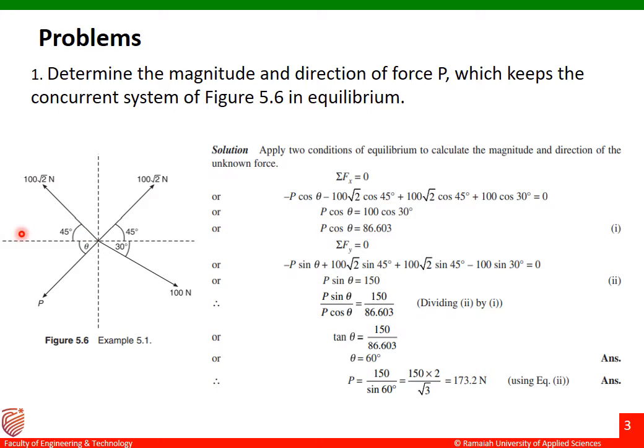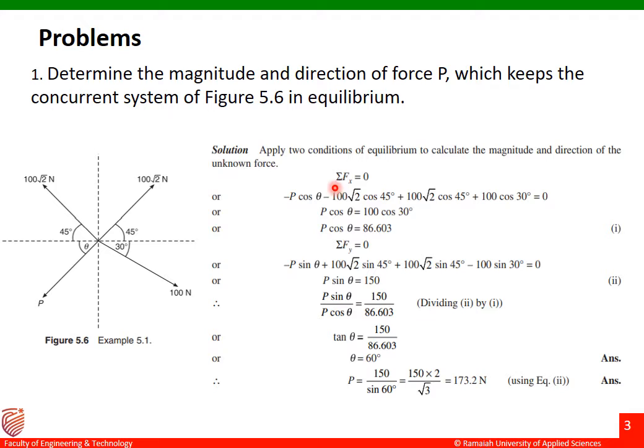You can see the angle made by each force with respect to the horizontal there. Fine. So let us find out the value of P which keeps the system in equilibrium. Now here we cannot apply Lami's theorem. Why? Because there are totally 4 forces, and Lami's theorem is applied only when there are 3 forces here. So what we have to do is apply the 2 conditions of equilibrium to calculate the magnitude and direction of the unknown force.